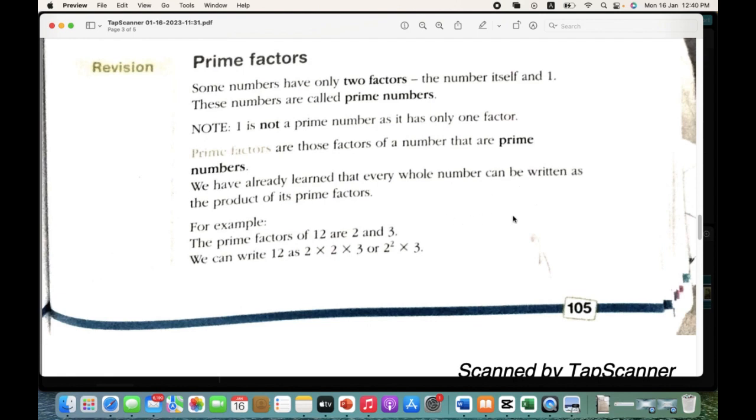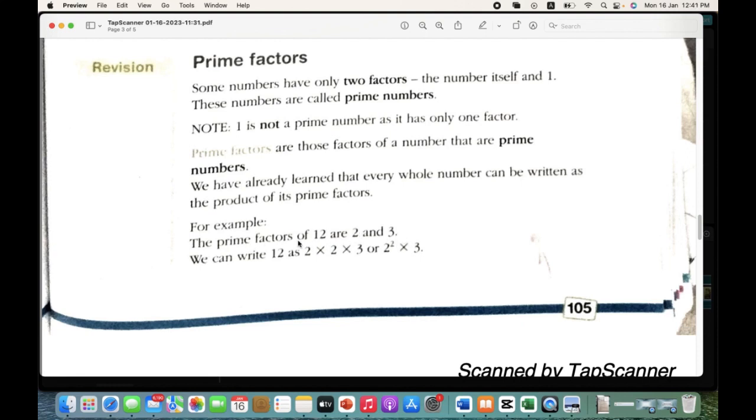So 2 times 2, 2 is considered a prime factor. So that is 2 to the power of 2 times 3 to the power of 1. That's 12. 2 to the power of 2, meaning 2 times 2, and 3. So the prime factors of 12 are only 2 and 3.